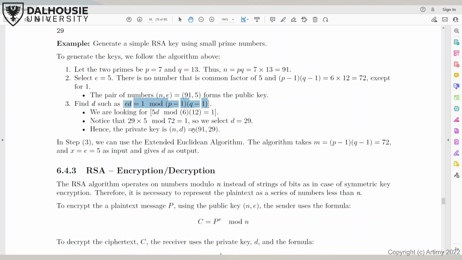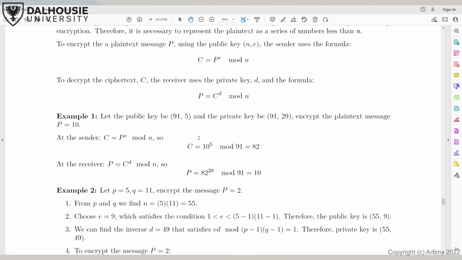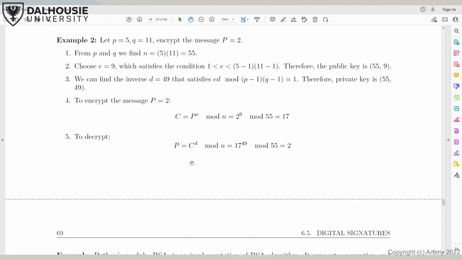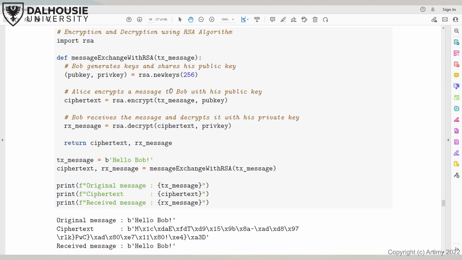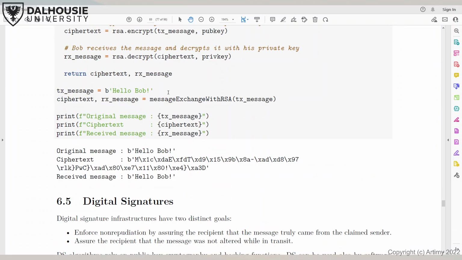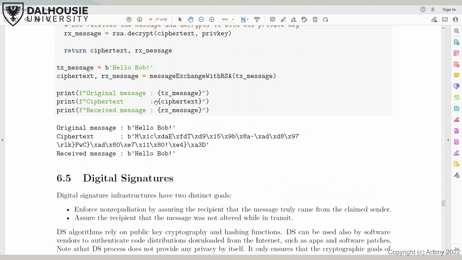And so now we have the public key is 91 and 5. 91 is the N here, and the 5 is our E that we generated, and the private key is the 91 and the 29. Okay, so this is how we do encryption and decryption, right? So that is one of the main applications of public key cryptography.